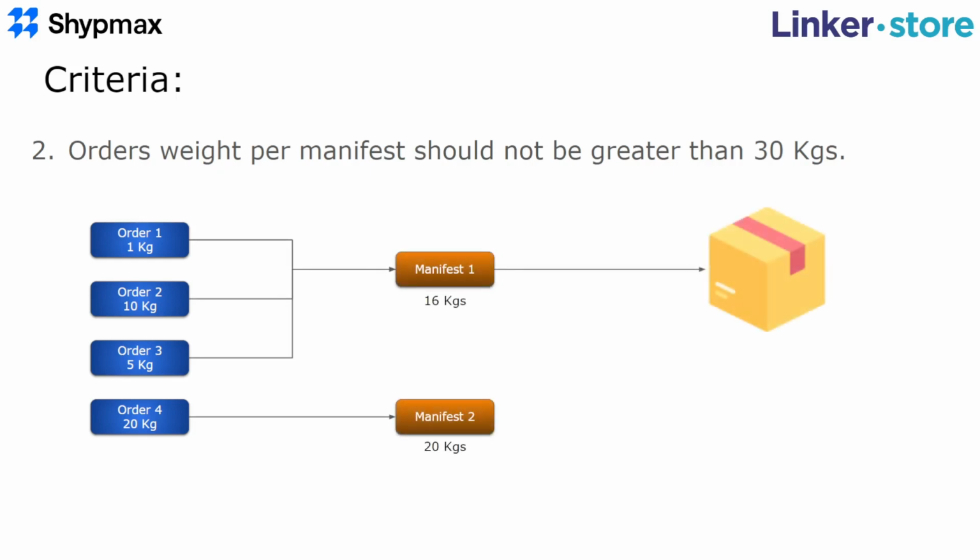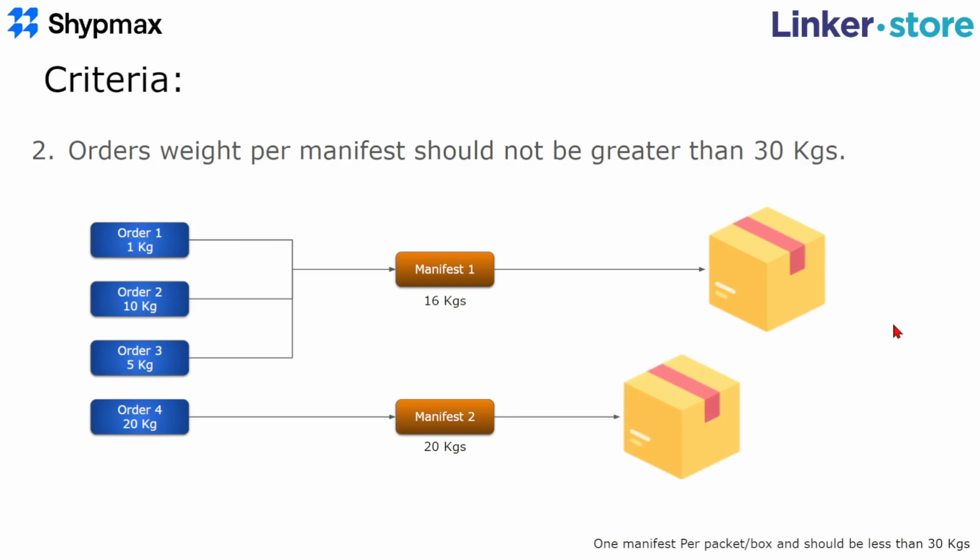And again, as explained in the previous step, one manifest will go to one packet or box. So manifest 1 will go to one packet or box, and manifest 2 will go to another packet or box. Again, one manifest per packet or box, and it should be less than 30 kgs.